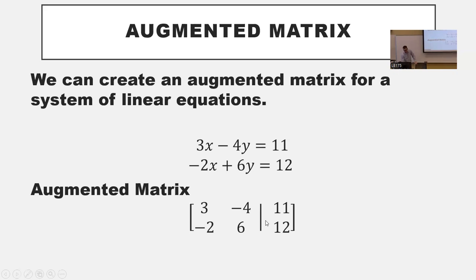Some people will draw a vertical line so that they know where the equal sign is. I typically don't, because I know the equal sign is always right before the constants, in my head. Some people draw that vertical line in the augmented matrix. Some people don't. I tend not to.